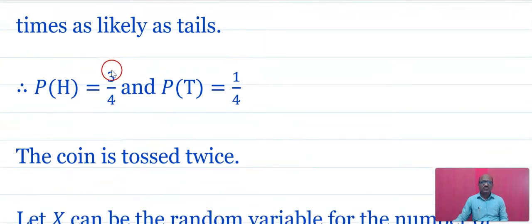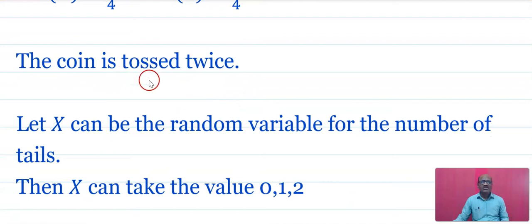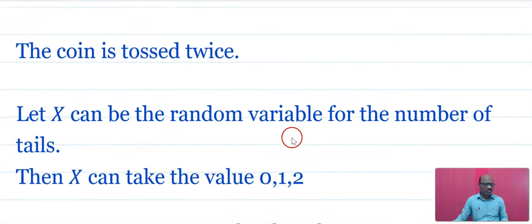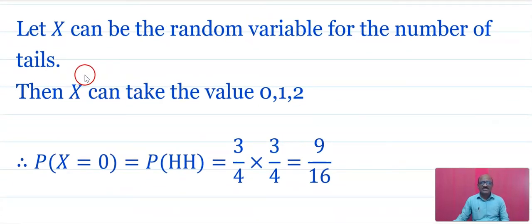Therefore, P of H is equal to 3 by 4 and P of T, the probability for the tail, is 1 by 4. A coin is tossed twice. X can be the random variable for the number of tails. Therefore, X can take the values 0, 1, 2. Okay, X can be the random variable for the number of tails, and the values are 0, 1, 2.